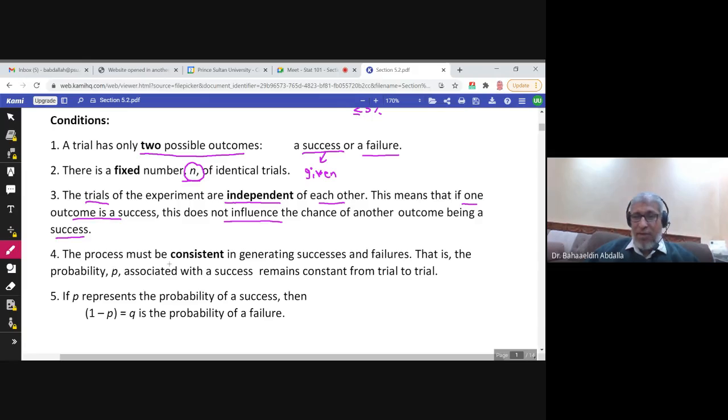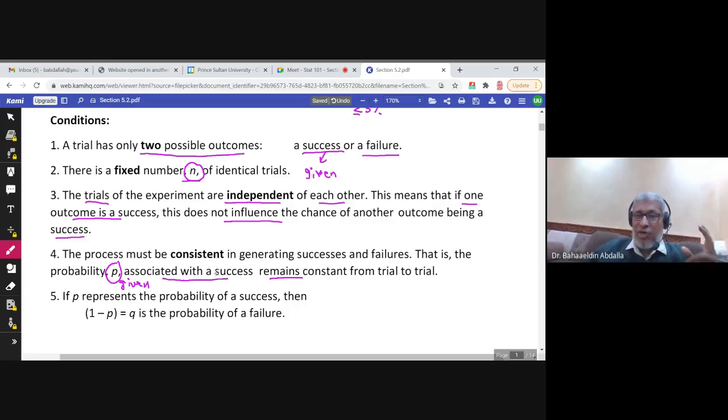The process must be consistent in generating successes and failures. That is, the probability p associated with a success remains constant from trial to trial. So each time you toss a coin, the probability of obtaining a head is 0.5. It doesn't change. This is another condition. The probability of success remains the same from trial to trial. The probability of success has to be given in the question.